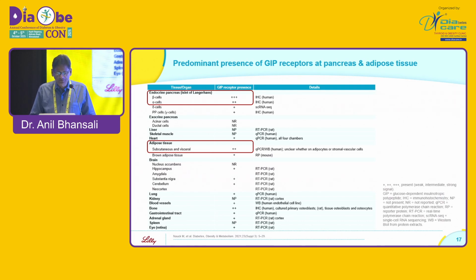Similarly, the GIP has its presence on adipose tissue, while GLP-1 receptors are not expressed by the adipose tissue. Similarly, they are also present in the brain. That's why there are a lot of effects on appetite inhibition and satiation. They are all mediated by the central effect of the GIP.